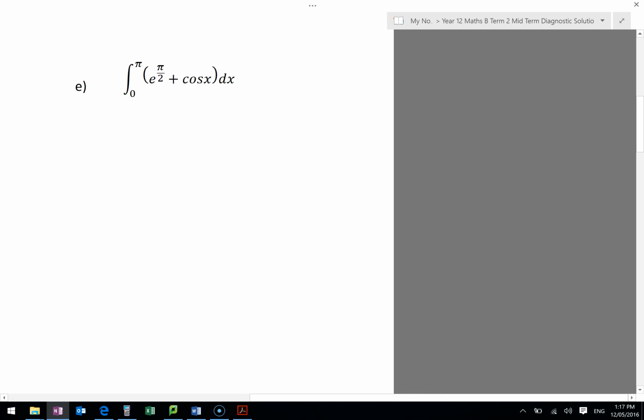Final problem. Okay, another trig type 1. Trying to do integration here. This thing here is just a number. Okay, if I had the integral of 3 dx, it would be 3x. So the integral of this number is just e to the pi on 2 x.